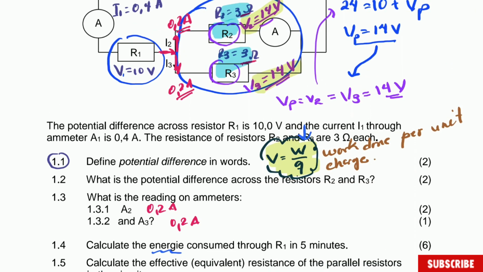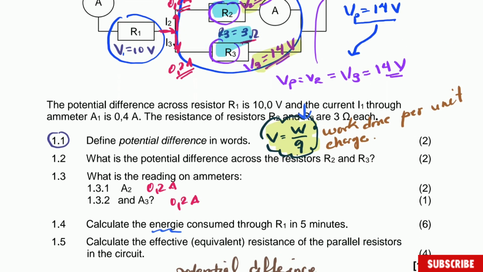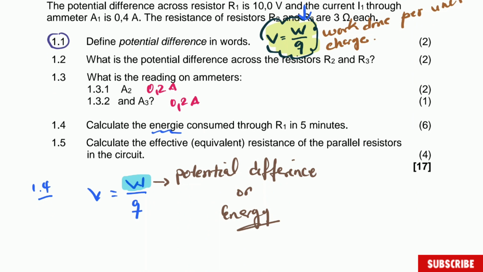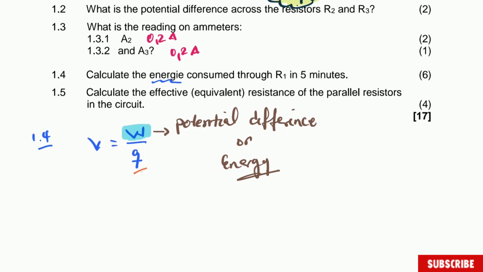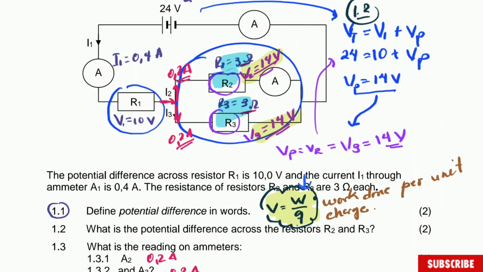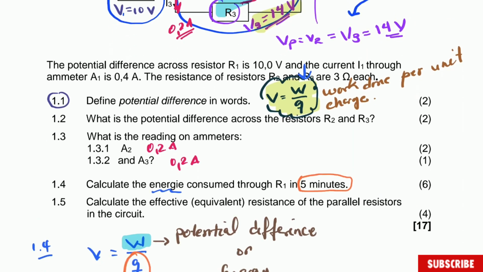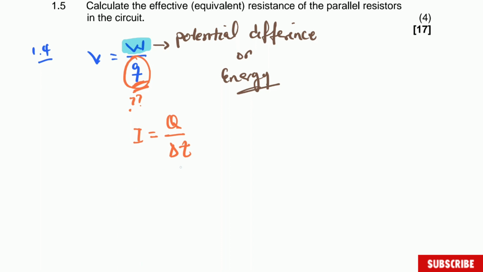Now, here in this resistor 1, we have the potential difference, but we do not have the charge. So we have to look for the charge. Where are we going to look for the charge? We are going to go to the definition of electric current. We say that electric current is equal to charge divided by time. This one is the rate of flow of charge. We have the time because they say it is 5 minutes. Remember, you cannot work in minutes, and the current is given to us. We already know the current there, which is 0.4. So using this one, we can calculate the charge.